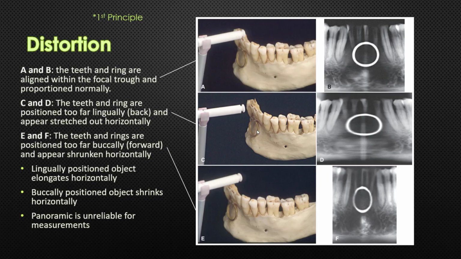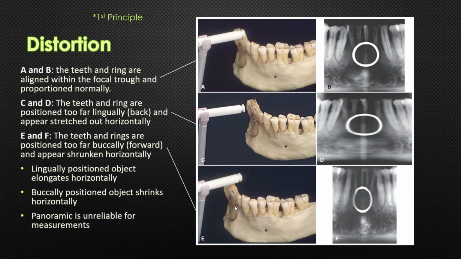We said if something is too far behind the focal trough or too close to the point of rotation, it's going to be magnified. And I talked about the difference of magnification between the X-ray source versus magnification in the horizontal direction caused by the point of rotation. And so it's exaggerated horizontally. And that's why this looks oblong. You notice the edges are starting to be blurred.